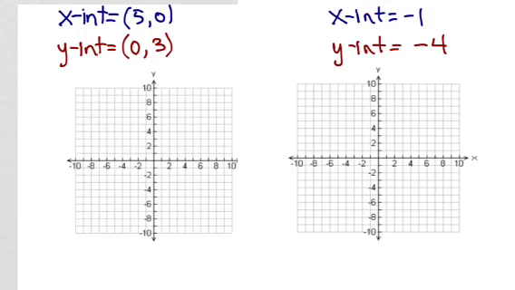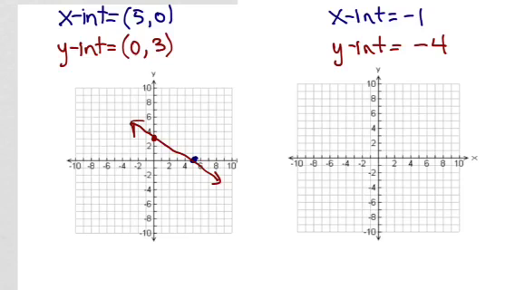All right, so let's take a look at this one. Let's graph one ourselves. So if we're looking for an x-intercept at 5, 0, that means it crosses the x-axis over here at 5, 0. And then a y-intercept at 0, 3, meaning it crosses the y-axis up here at 3. And if you have two dots, you can draw a line.